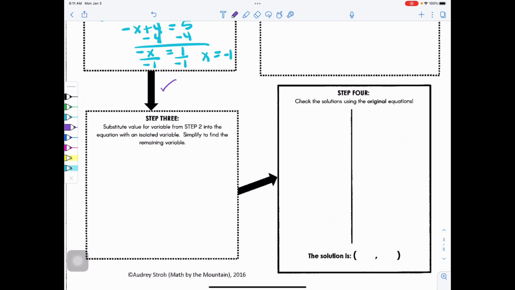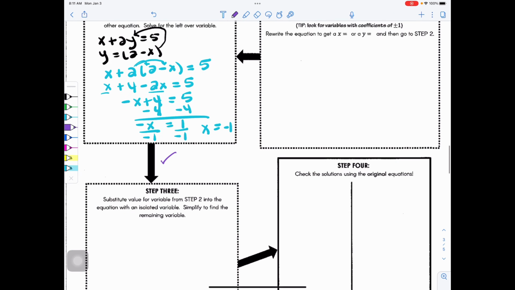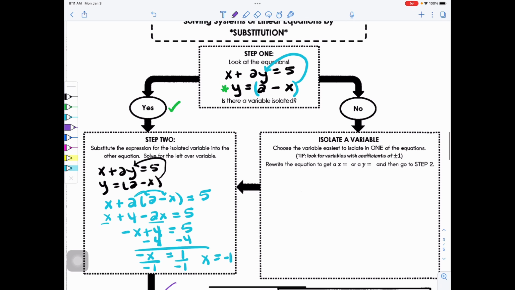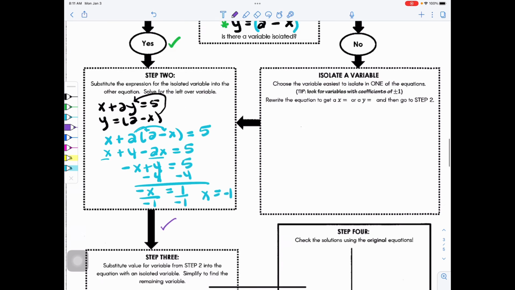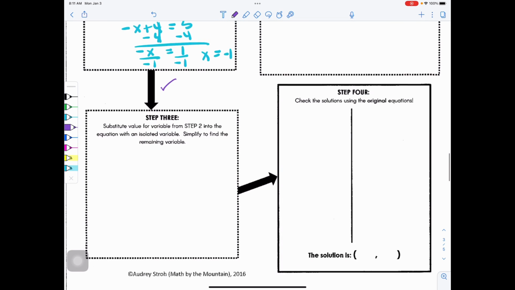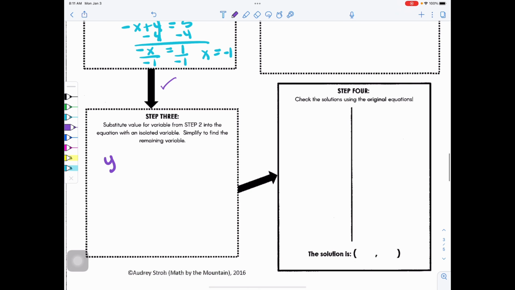Now, technically, you can pick either one you want, but they're telling you to pick the isolated one because it's the easiest one to use. If you plug into the isolated equation, you don't have to solve anything, you just have to simplify the math. If you were to use the top equation, you'd have to do much more work. So here, we're going to use y equals 2 minus x. We already know that x is negative 1, so this is going to be y equals 2.